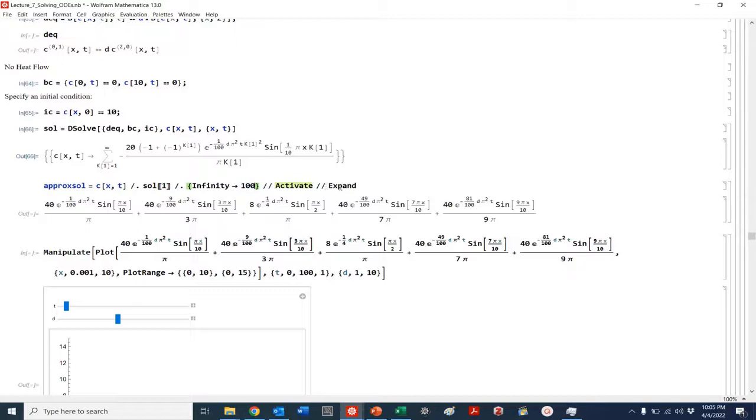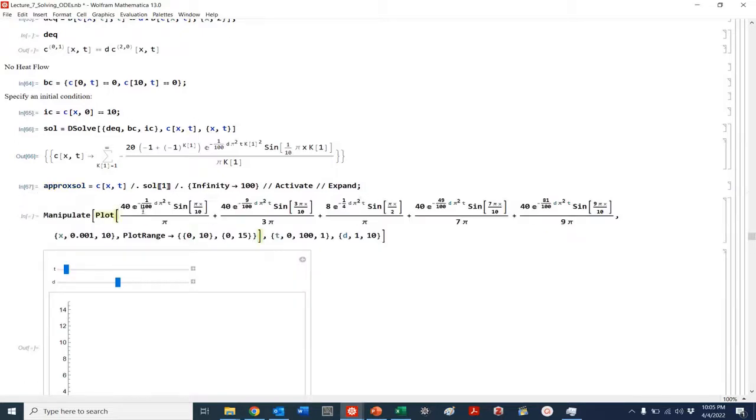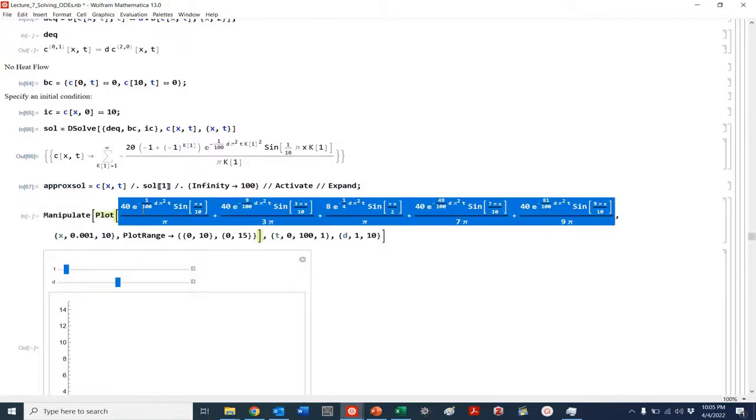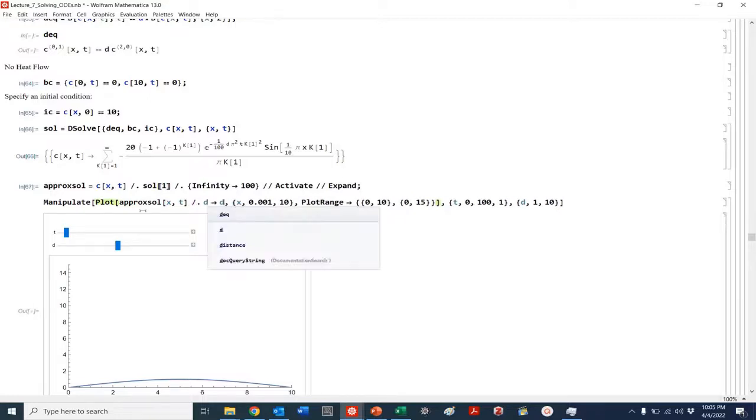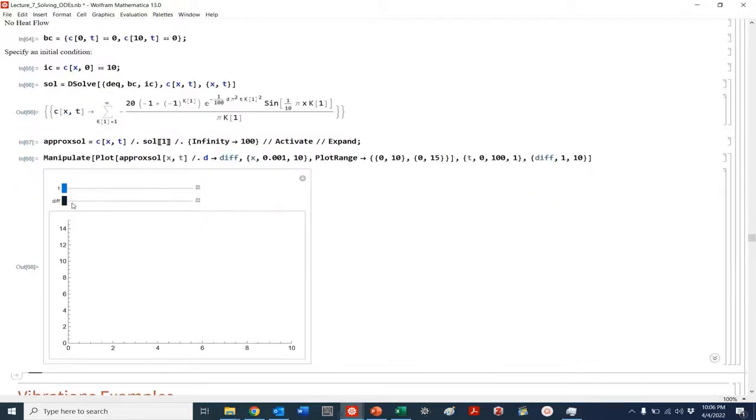Let's take the first 100 terms. Actually, we do need it. And we can solve and plot. We can do a Plot of the solution for C as a function of x and t, and then we can use slash dot d goes to diff, and then manipulate our diffusivity here. Hope this works. Unfortunately, it did not.